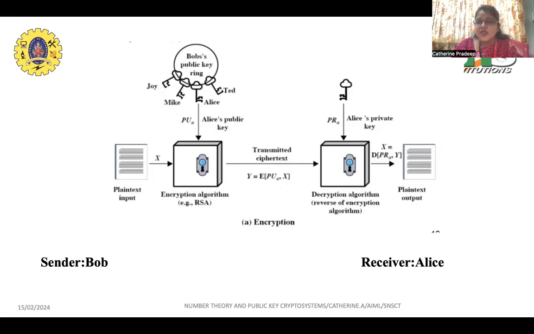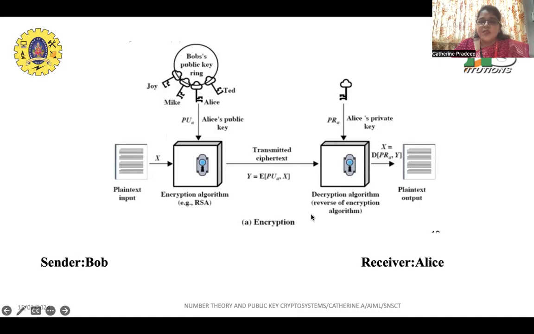So now Alice receives a message. As I told you earlier, if you are encrypting with the public key of a person, only the corresponding private key should decrypt it. If you are encrypting with Alice's public key, you have to decrypt with Alice's private key. If you are encrypting with Bob's private key, you have to decrypt with Bob's public key only. So always remember, only the corresponding key should be used for encryption and decryption.